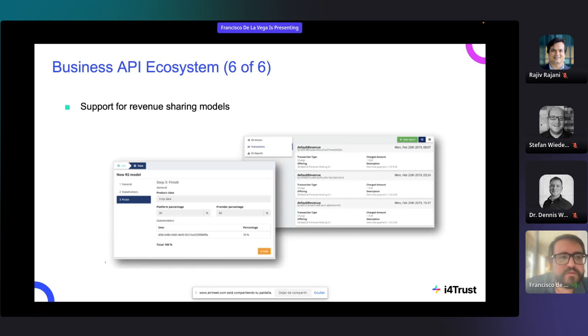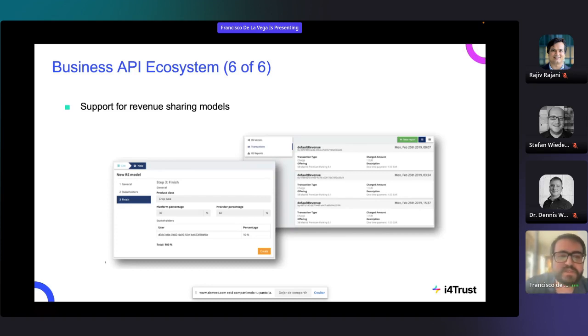Okay, and well, the final important feature that we have in the business API ecosystem is the support for revenue sharing models. If you have a scenario where there are multiple providers involved in the monetization of a specific offer, it is possible to create these revenue sharing models. These revenue sharing models establish how the incomes generated by a set of offers must be distributed among the different stakeholders. Basically, you have to provide which percentage of the total incomes is going to be retained by the provider, the one creating the offer in the marketplace, and which percentage is going to be sent to the different stakeholders involved in the offer.